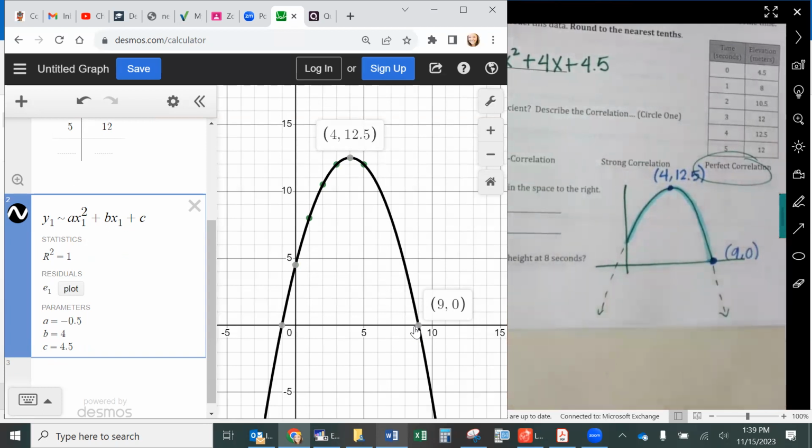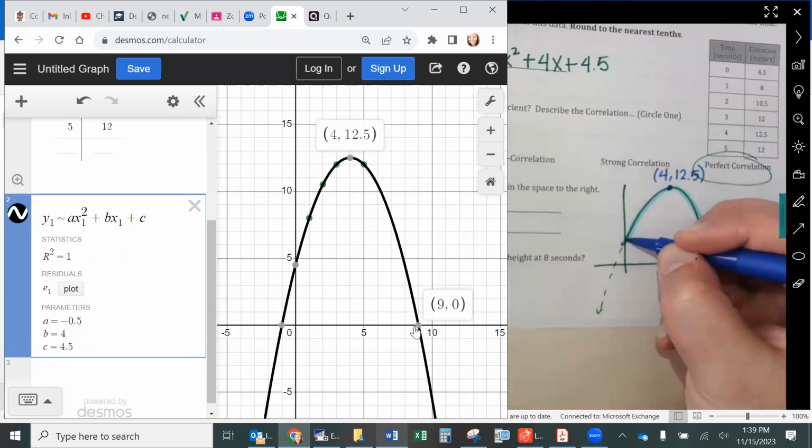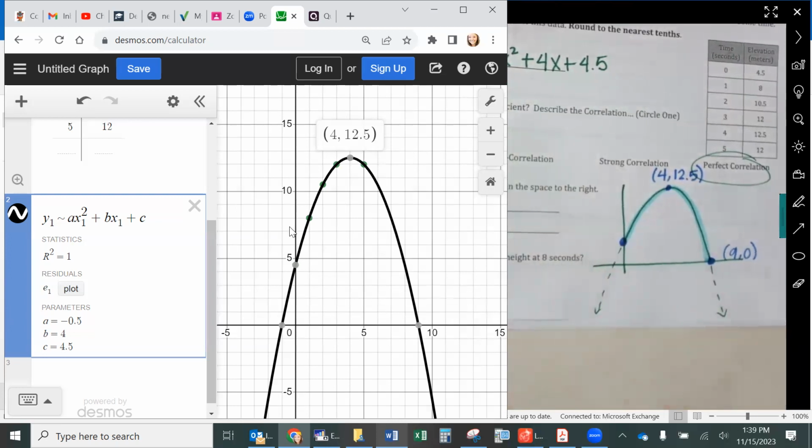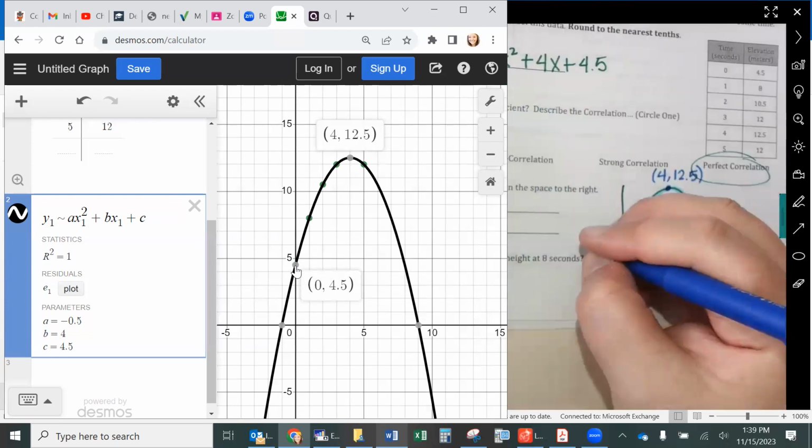And then the last dot that I want you to find is the y-intercept. That's this dot right here. So will you just put your mouse on that dot and click to see how high that dot is right there? And I actually don't even have to click. If I just put my mouse over it, it shows up. But it's 0, 4.5.